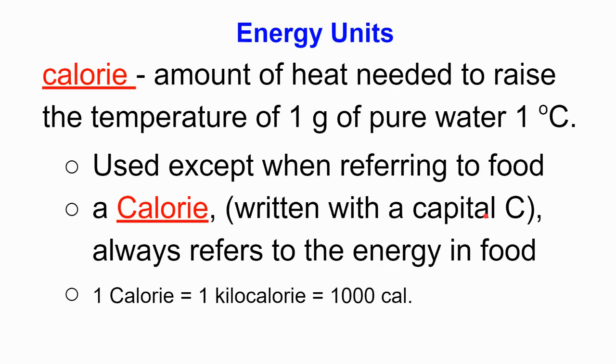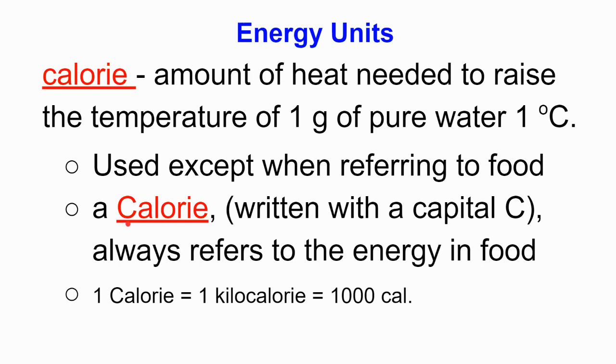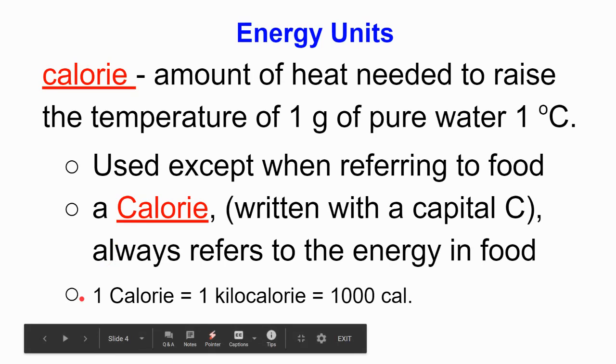All right, so let's dive on in. Energy units. The first one is a calorie. Note that this is a lowercase c. That's the amount of heat needed to raise the temperature of 1 gram of pure water 1 degree Celsius. That's what a calorie is equal to. This is used except when referring to food. When we refer to food, we use this capital C Calorie, or dietary calorie. Right here are some conversion factors that you'll use a little bit, where you can convert between dietary calories, kilocalories, and the scientific, regular lowercase calorie.